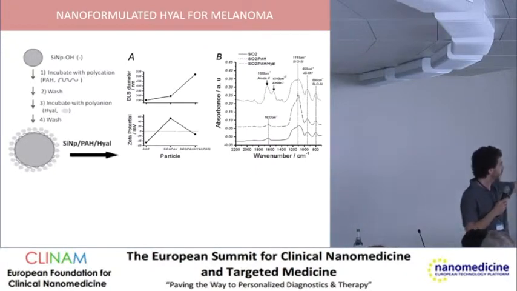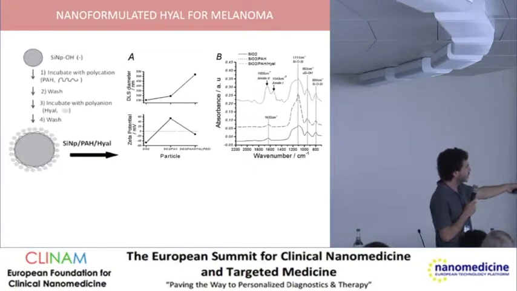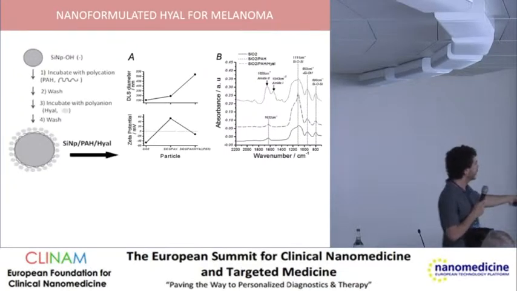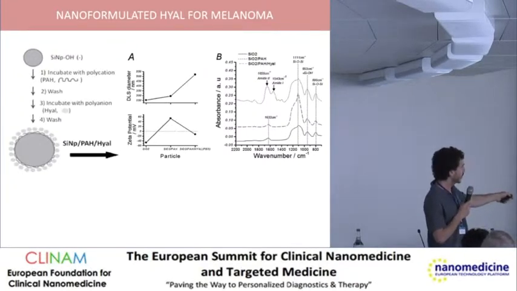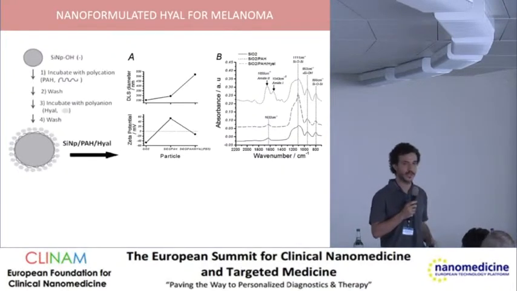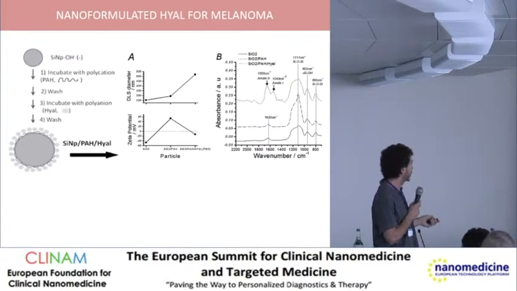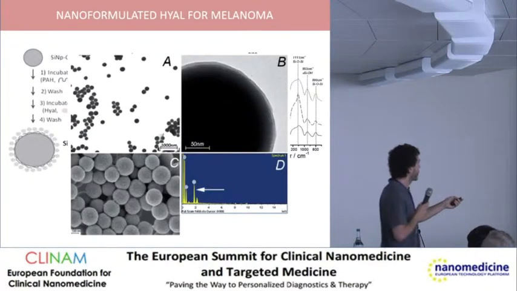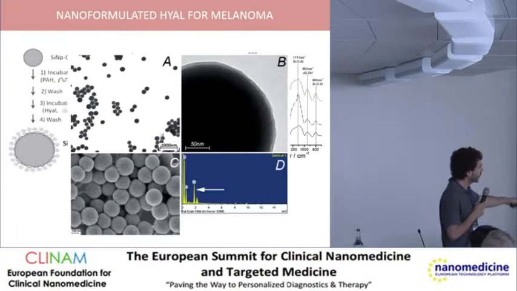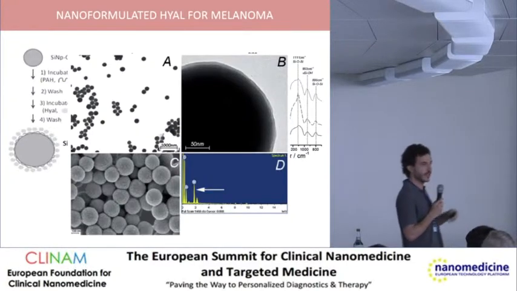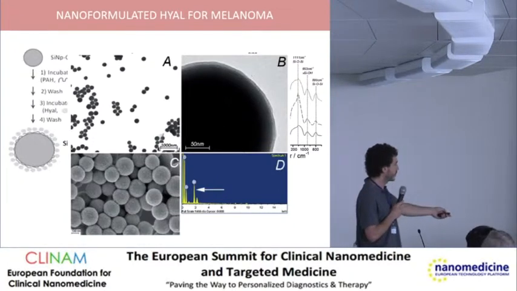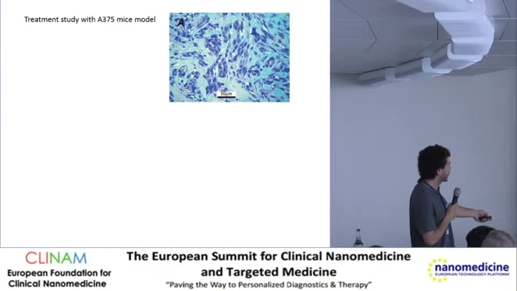The size in DLS grows with the number of deposition steps, and there's an alternation in the charge of the particles. Also, we know that the protein is there because we see the amide 1 and 2 bands of the protein in infrared. Also, the particles in TEM, you can see the contrast between the soft matter and the dark matter, and by EDS, we can see the silicon peak.